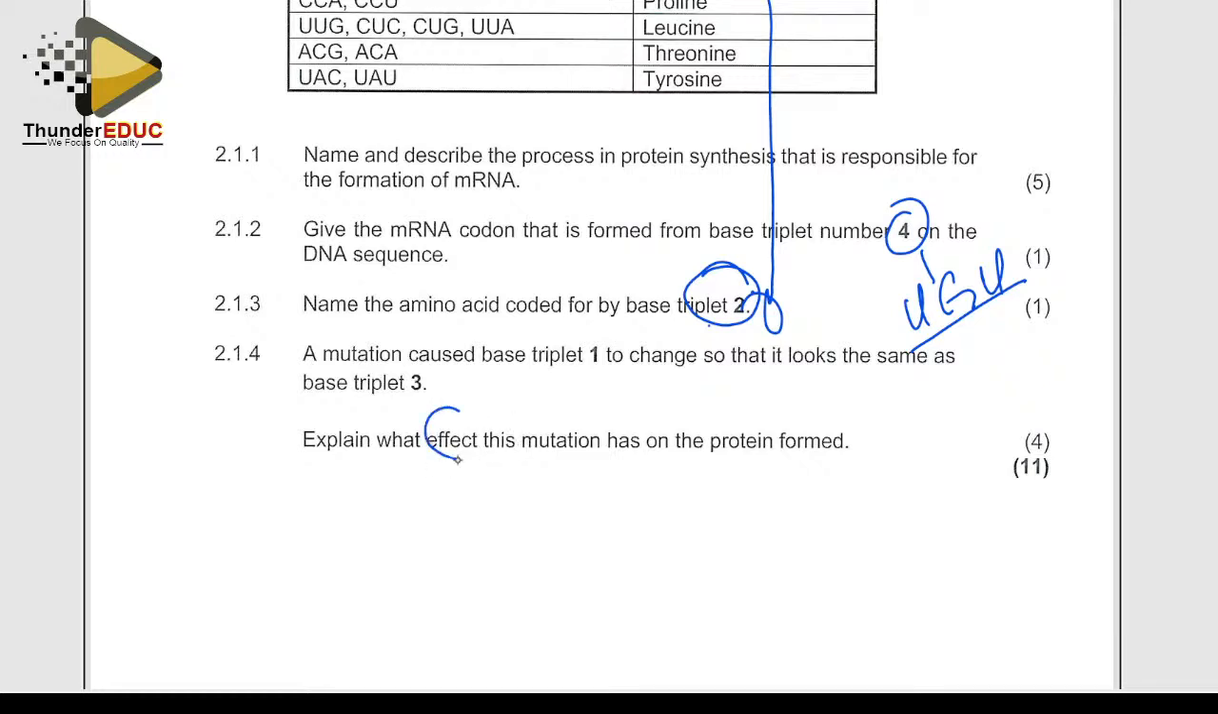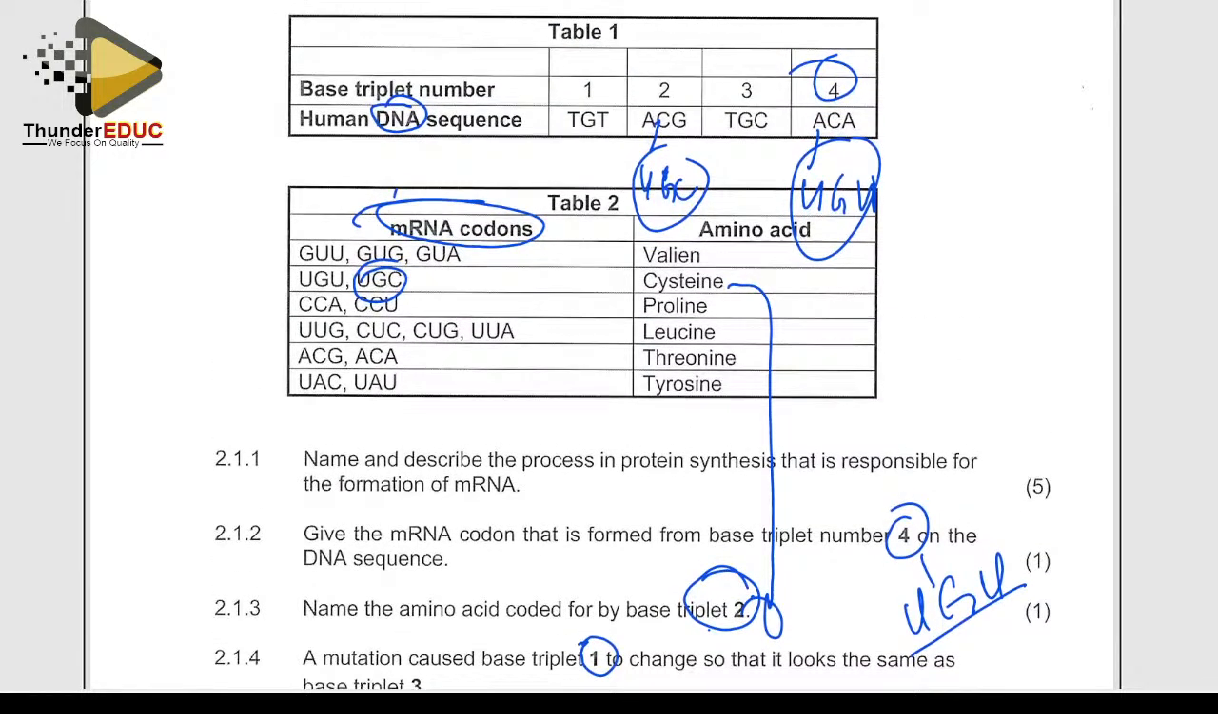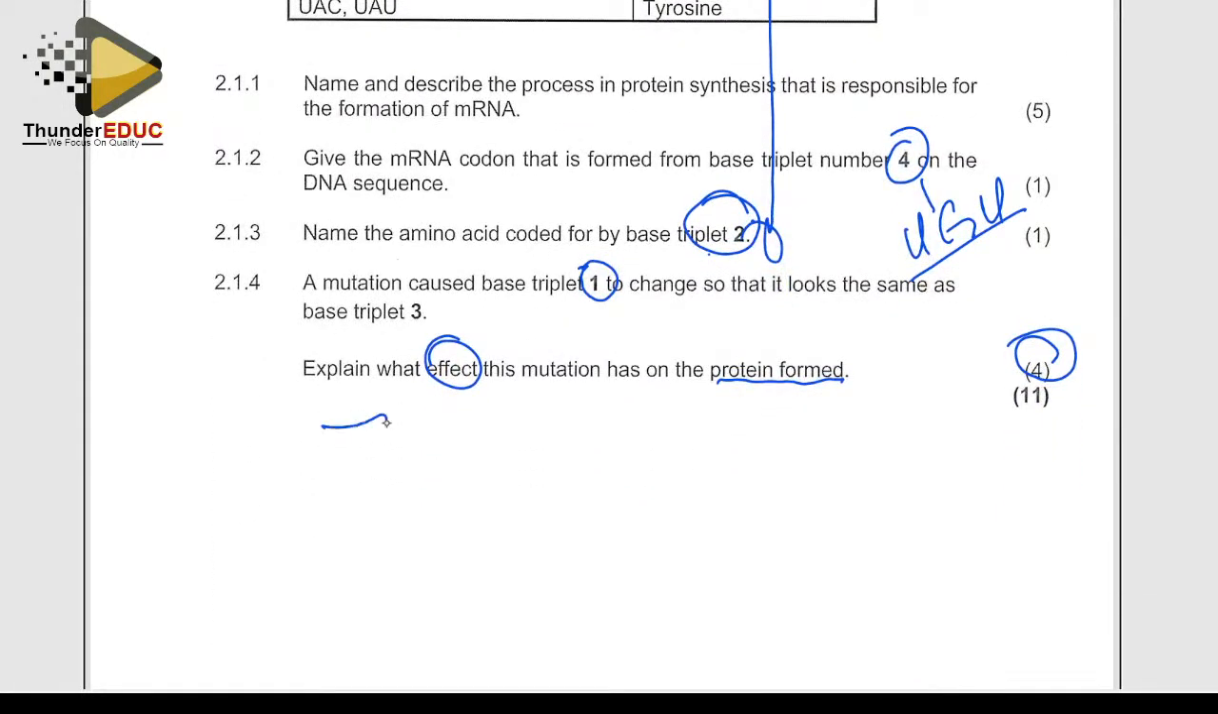Explain the effect. They want to know the effect this mutation has on the protein. So what happened and how do you write to get these 4 marks? Saying that mutation caused triplet 1. So let's look at triplet 1. Triplet 1 is TGT.